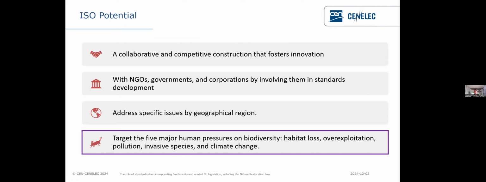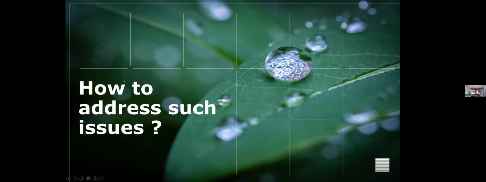When we get to the heart of the ISO system, we can rely on resources and potential. All stakeholders from NGO, research, private and public sectors are part of the work. We look at a collaborative and competitive construction that fosters innovation, with the capacity also to address regional issues. And finally, with our objective as a technical committee targeting the 5 major pressure factors on biodiversity, the ISO Global Network has a unique role in addressing these challenges.